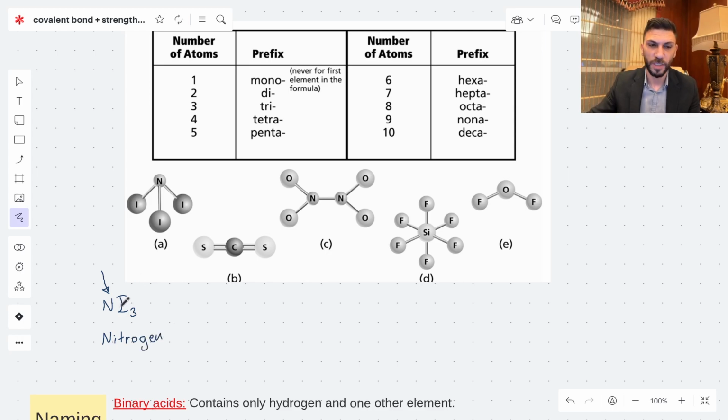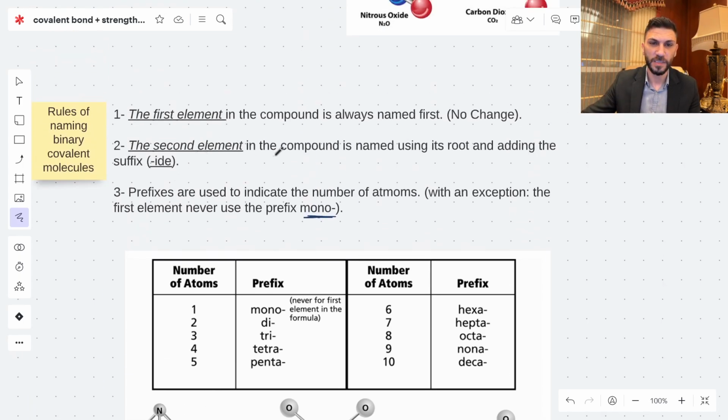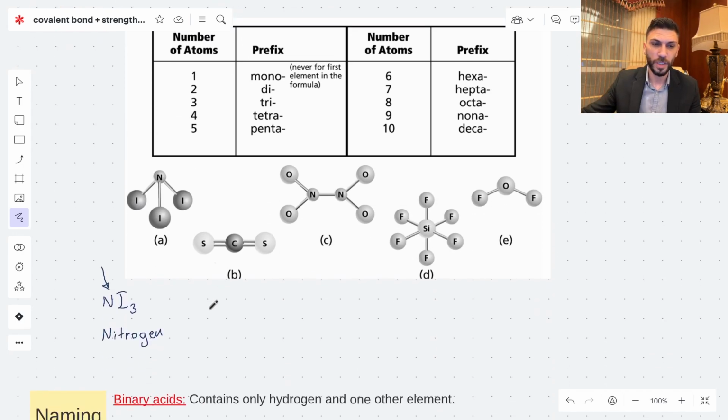And the second element here is iodine. For the second element, we use its root, which is iod, and add the suffix ide. So it's going to be iodide. We have three atoms of iodine in this compound, so before it we're going to use tri. So this compound will be nitrogen triiodide.